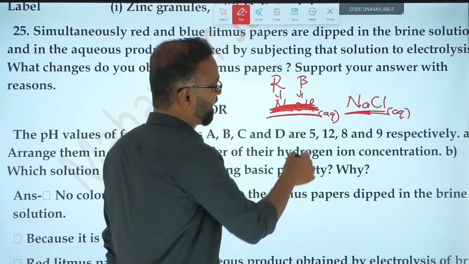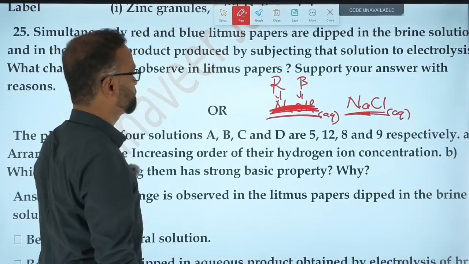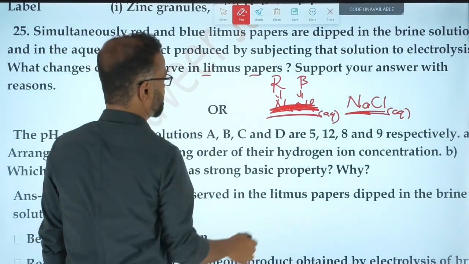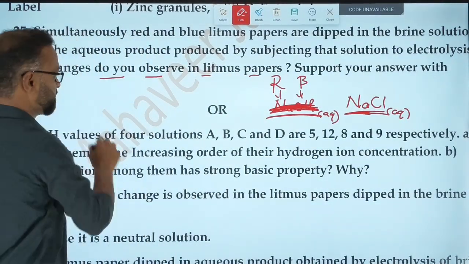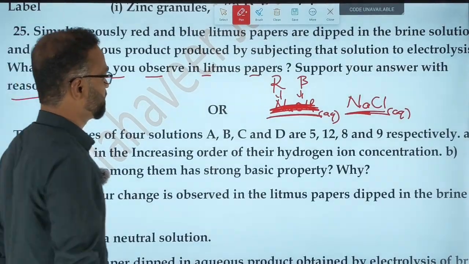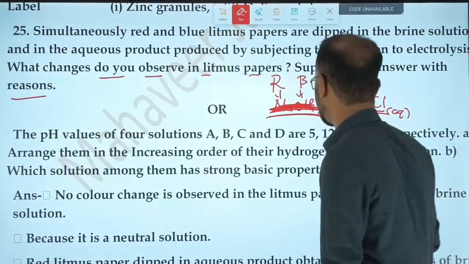So, on passing the electric current to this solution, on electrolysis, what changes do you observe in the litmus paper? Support your answer with the reasons. What exactly is happening over here? Let us try to understand. Then we'll go for this question. Then what will happen?